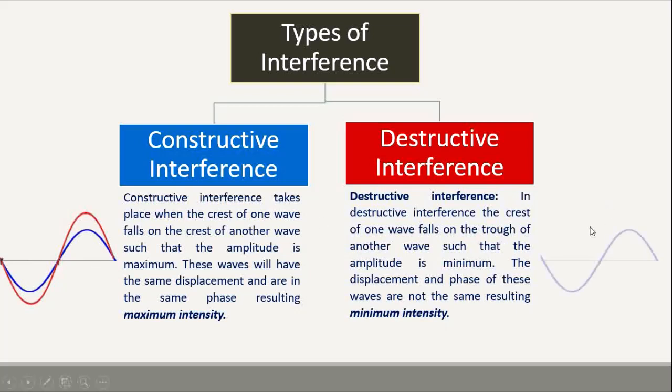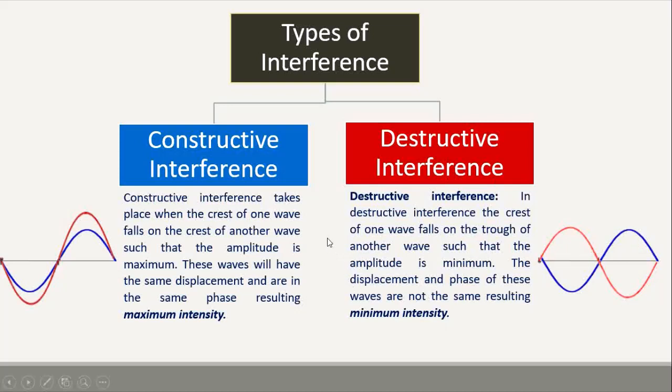Then the other type of interference: here is one wave, this is a crest and this is a trough. If another wave is superimposing like this, a crest falling on the trough of another wave, the displacement produced by one wave is cancelled by the displacement produced by the other wave. So you get zero intensity. Whenever two waves are superimposing like this, when the displacement produced by one wave is nullified by another wave, it leads to destructive interference. Here you get zero intensity.